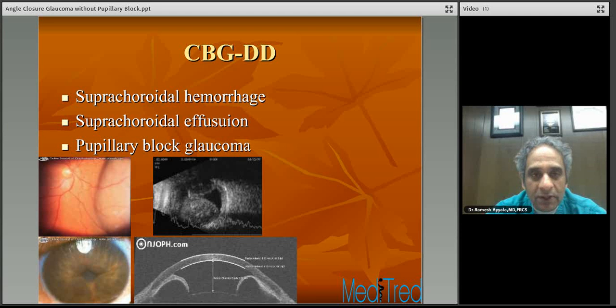So the differential diagnosis: suprachoroidal hemorrhage, suprachoroidal effusion, and pupillary block mechanism. Of course, if a patient has suprachoroidal hemorrhage, the patient typically presents with severe pain and with shallow chambers, and you examine the retina, you can see the dark swelling as is seen in this case here. And on ultrasound, you can see blood in the suprachoroidal space, which is pretty classic.